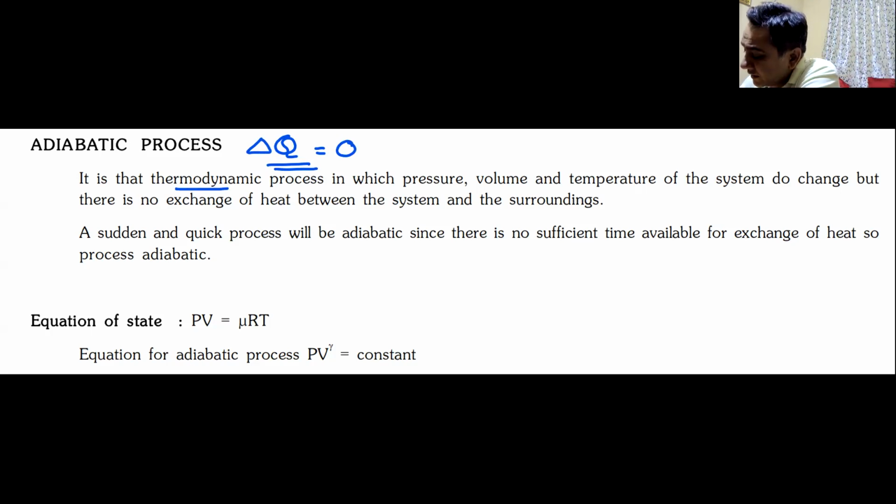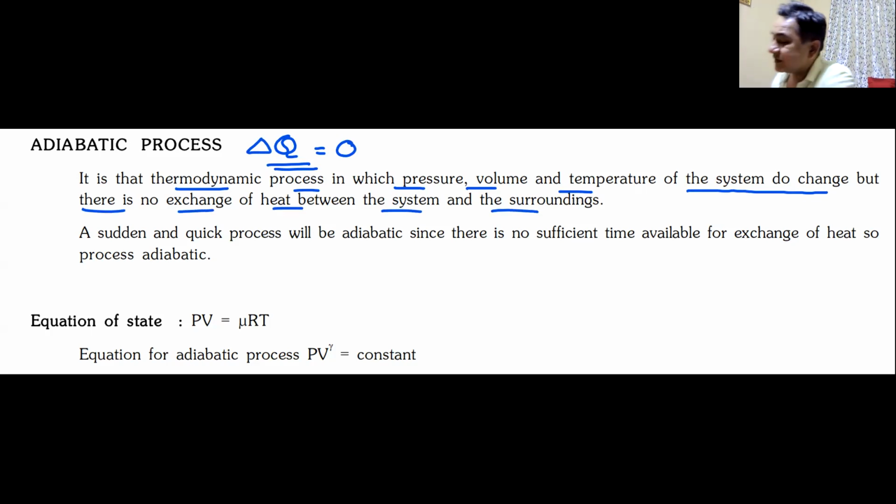So it is a thermodynamic process in which pressure, volume, and temperature, all the three change. So we'll have pressure changing, we will have volume changing, and we will have temperature changing. But there is no exchange of heat between the system and the surroundings. So there should not be any exchange of heat between the system and the surrounding.